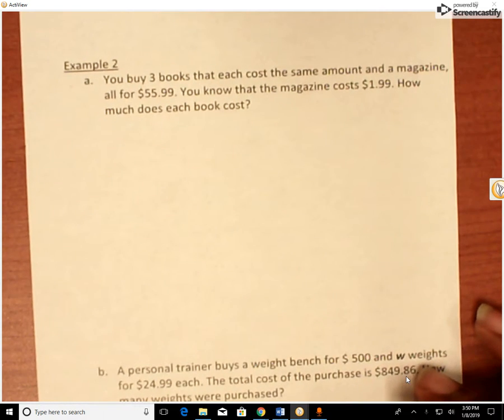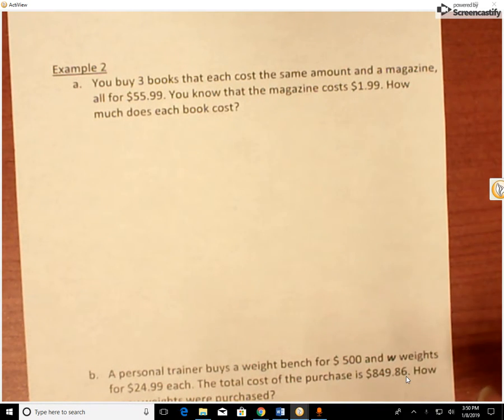So yesterday we talked about writing two-step equations. And today we're going to finish that out with example 2, which is a real world situation. It says you buy 3 books that each cost the same amount and a magazine, all for $55.99. You know that magazine costs $1.99. How much did each book cost?